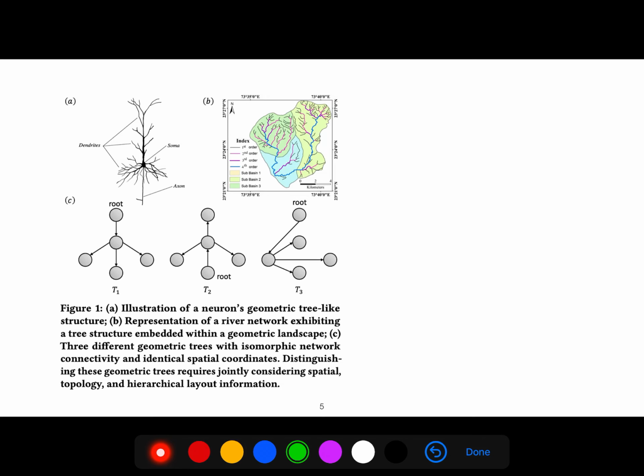So this is an illustration of neurons, geometric, tree-like. And in B, you will see a representation of a river network exhibiting a tree structure embedded within a geometric landscape. Traditionally, when people talk about deep learning and when you want an introductory course on neural networks, they never talk about these angles or the distance between these two nodes. They never talk about it.